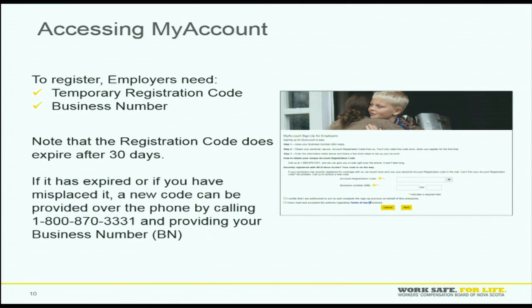So if you don't currently have it, don't worry and don't think that you have to go digging through a bunch of old papers. All you have to do is give us a call at our 1-800 number, which is also accessible on our website, and we will provide you with a new temporary registration code. Just to note, that registration code does expire after 30 days, so only request that code when you're ready to fully go through with the sign-up process.